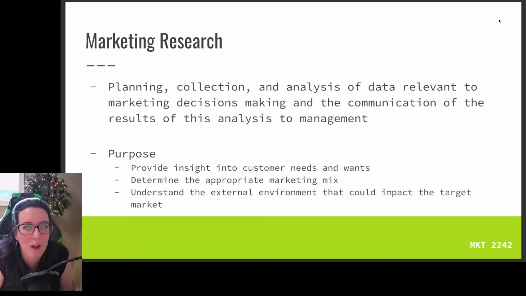We need to understand what the customer wants, who the customer is, and one of the reasons we do the PESTLE and we do SWOT, which we talked about in previous videos, is because it's very important to understand that external environment that is impacting our customers and our product. We use marketing research to determine the appropriate marketing mix. So determine the price, the product, the place we sell it at, and how we promote it. So we want to make sure that we are providing the product that adds value to the customer.